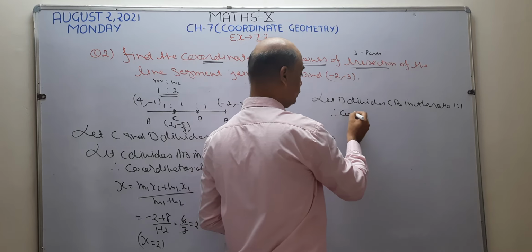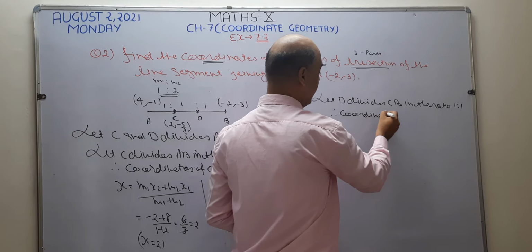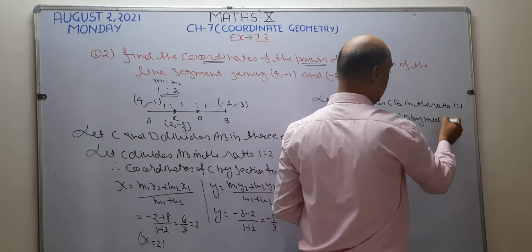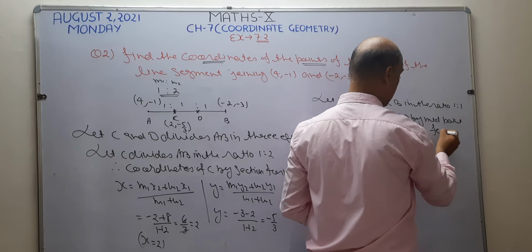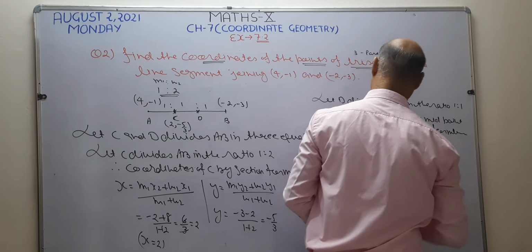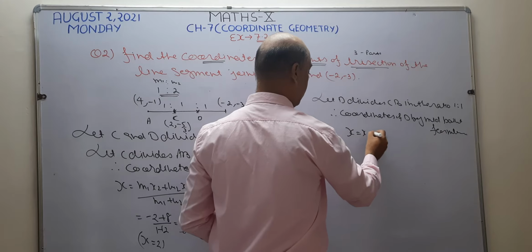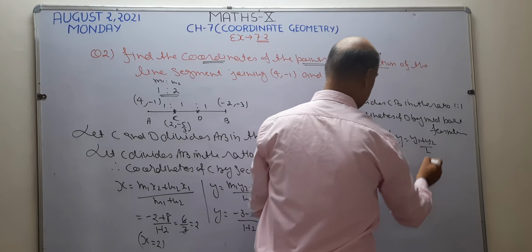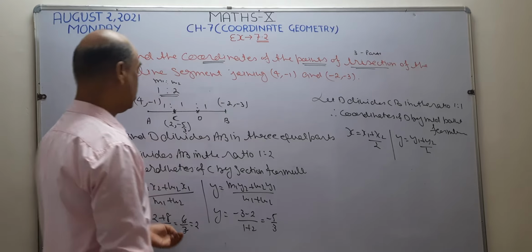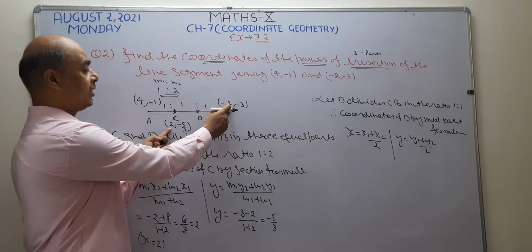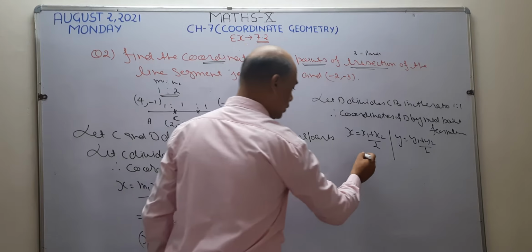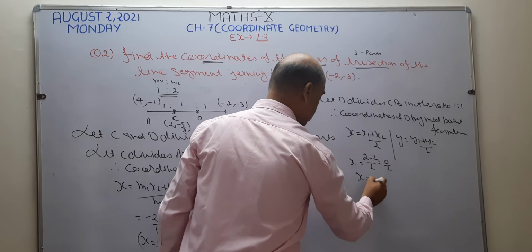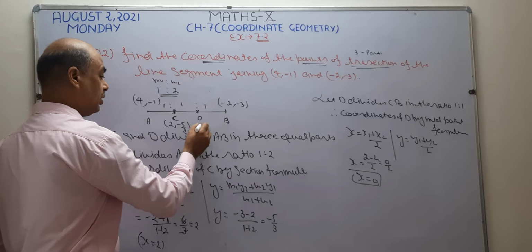Therefore, coordinates of D by midpoint formula. Now, the midpoint formula is x equal to x1 plus x2 by 2, and for y, y1 plus y2 by 2. This formula is known as the midpoint formula. Now, in this question, this is your x1 and this is your x2. So this becomes 2 minus 2, 2 minus 2 upon 2. How much? 0 upon something. And you know that 0 upon something is 0. So the x coordinate of D becomes 0.